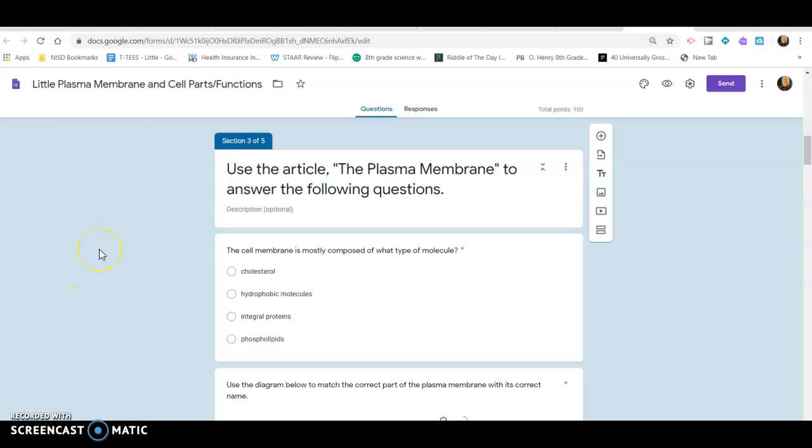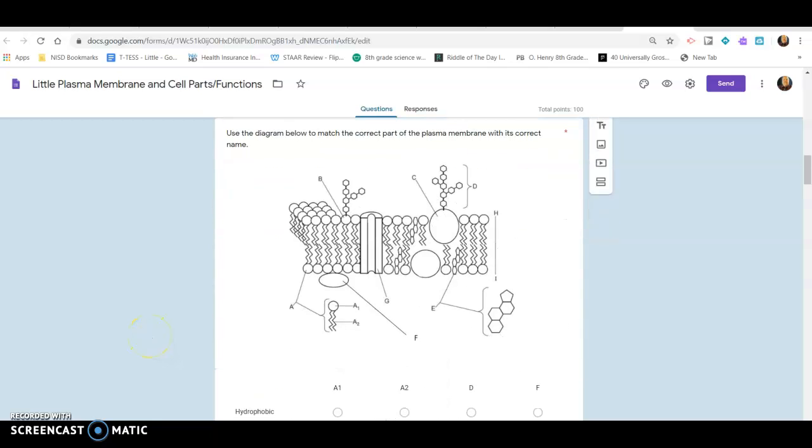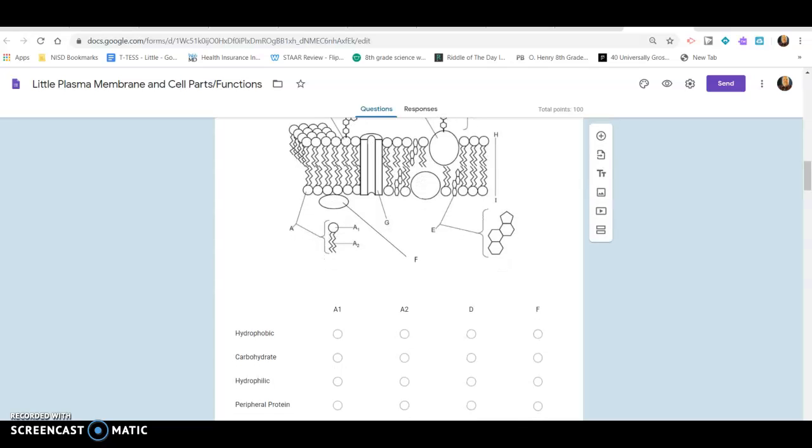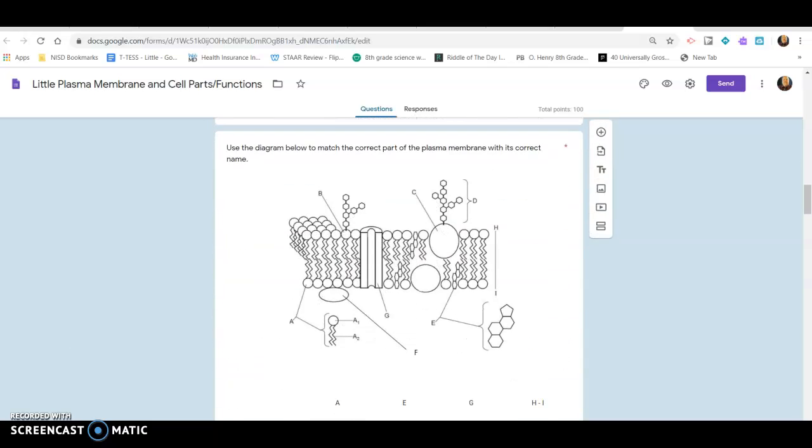The cell membrane is mostly composed of what type of molecule? Cholesterol, hydrophobic molecules, integral proteins, or phospholipids? Next question. Use the diagram below to match the correct part of the plasma membrane with its correct name. So obviously you're going to fill in the correct radio buttons for hydrophobic, carbohydrate, hydrophilic, and peripheral protein. Refer to the reading in order to get that part of the information.